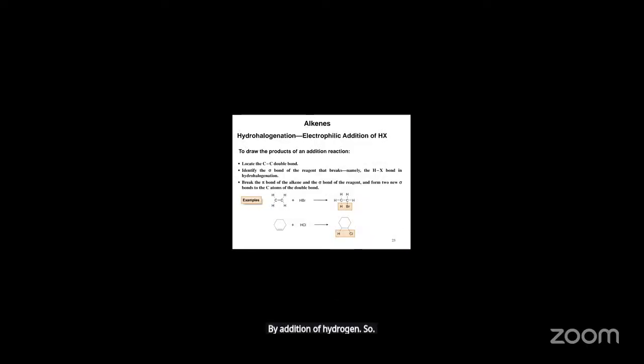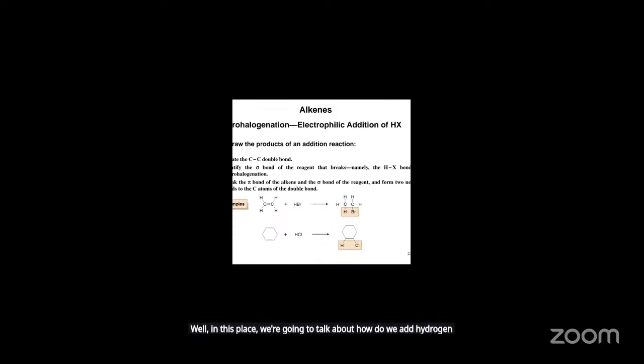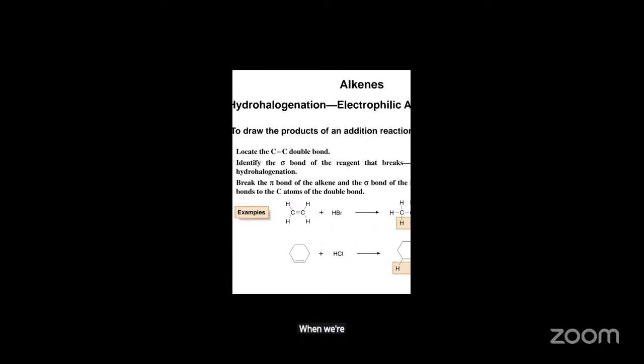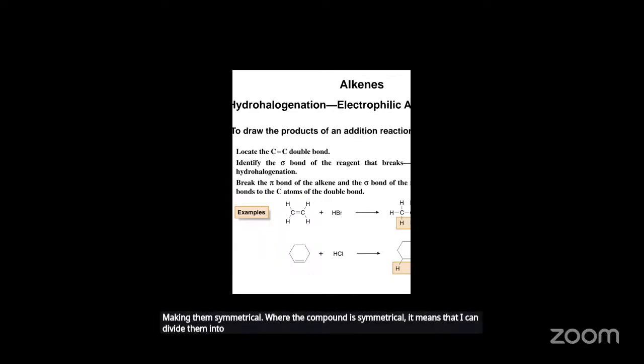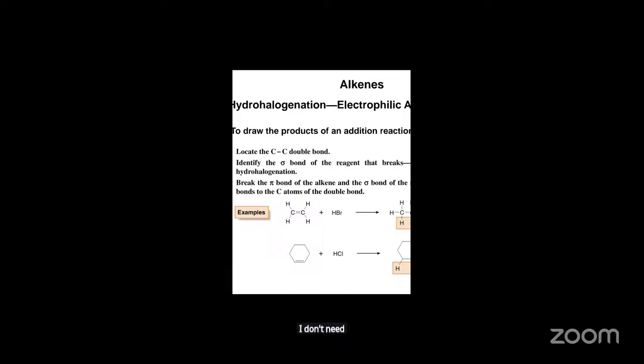So now we're going to talk about how we add hydrogen halide. Like I said when we were talking about alkyne, look at this example. If I divide this into two, I'm going to have two equal parts, making it symmetrical. When a compound is symmetrical, it means that I can divide it into two equal parts. In that case, I don't need Markovnikov's rule. Remember, whenever I'm dealing with hydrogen halide, I'm going to employ Markovnikov's rule.